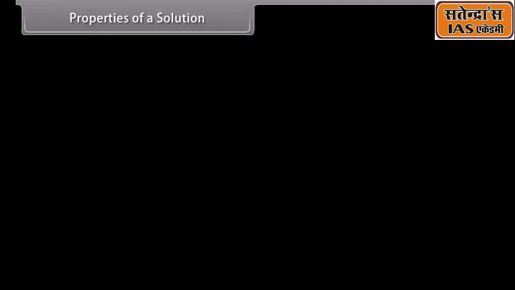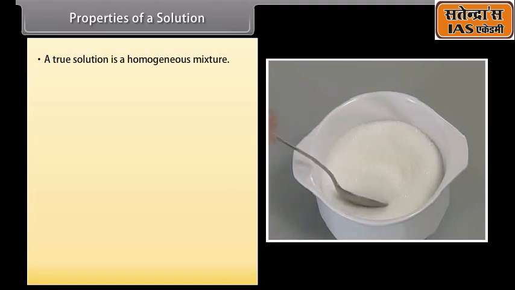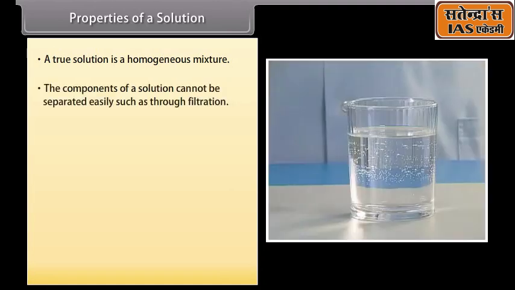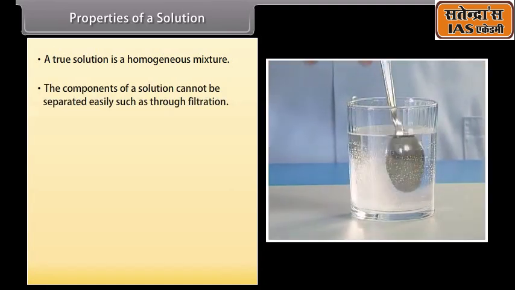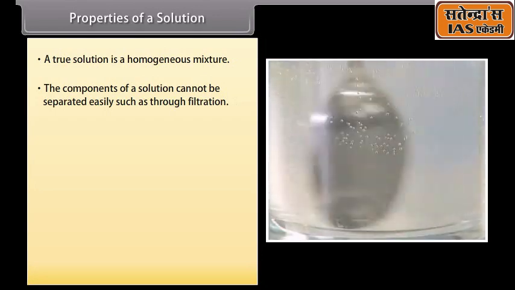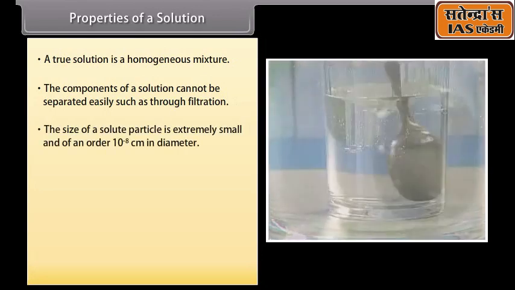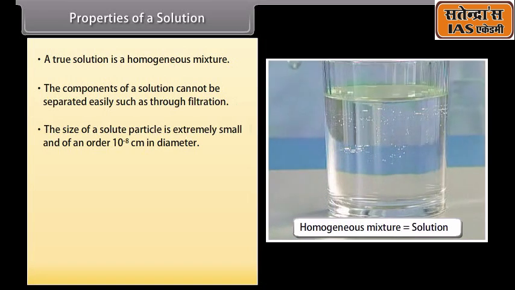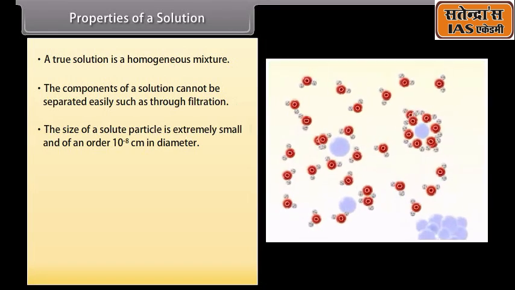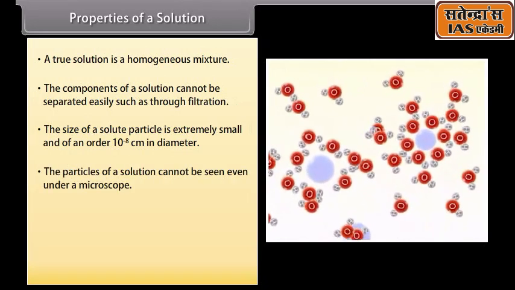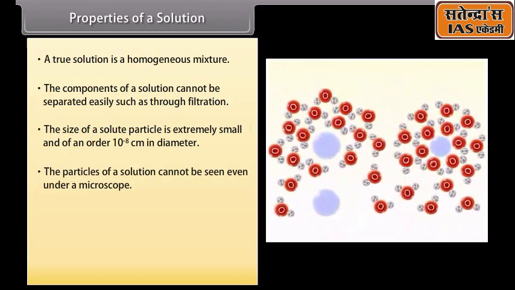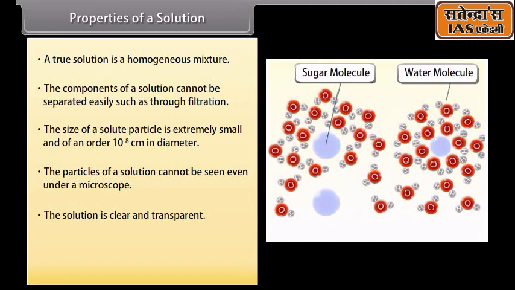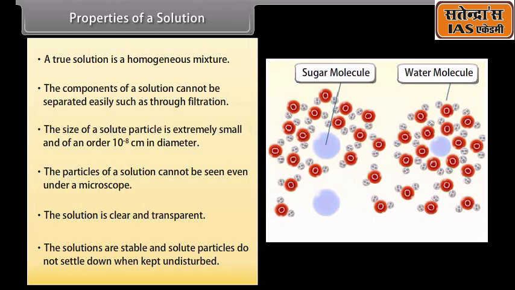Properties of a solution. A true solution is a homogeneous mixture. The components of a solution cannot be separated easily, such as through filtration. The size of a solute particle is extremely small, of the order 10 raised to the power minus 8 cm in diameter. The particles of a solution cannot be seen even under a microscope. The solution is clear and transparent. The solutions are stable, and solute particles do not settle down when kept undisturbed.